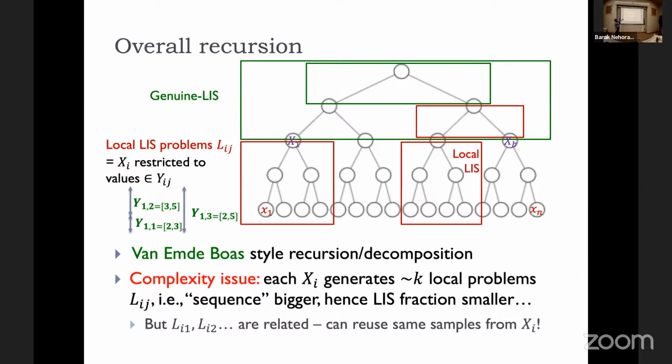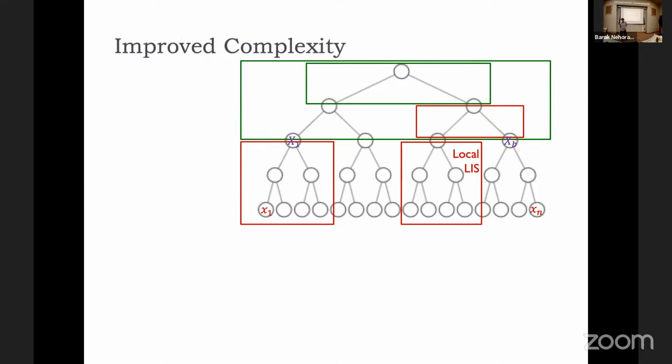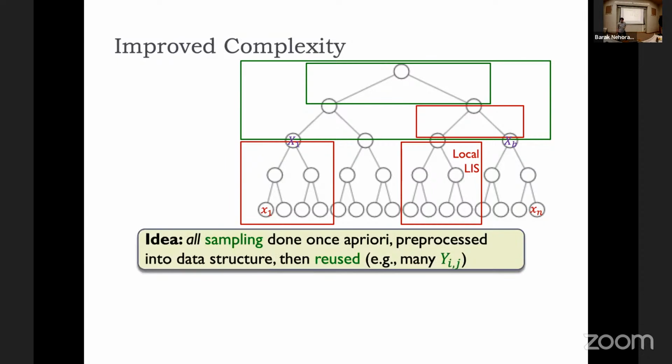But if you think it through, each of these local LIS problems generated k such problems, but these problems are not completely independent of each other. Many of them are on the same block, and it's not very efficient to sample positions and do rejection sampling, where we sample a bunch of things and if it's not in this interval, we just throw those elements out. So we need to be more careful about this. And indeed, it is possible to do that.